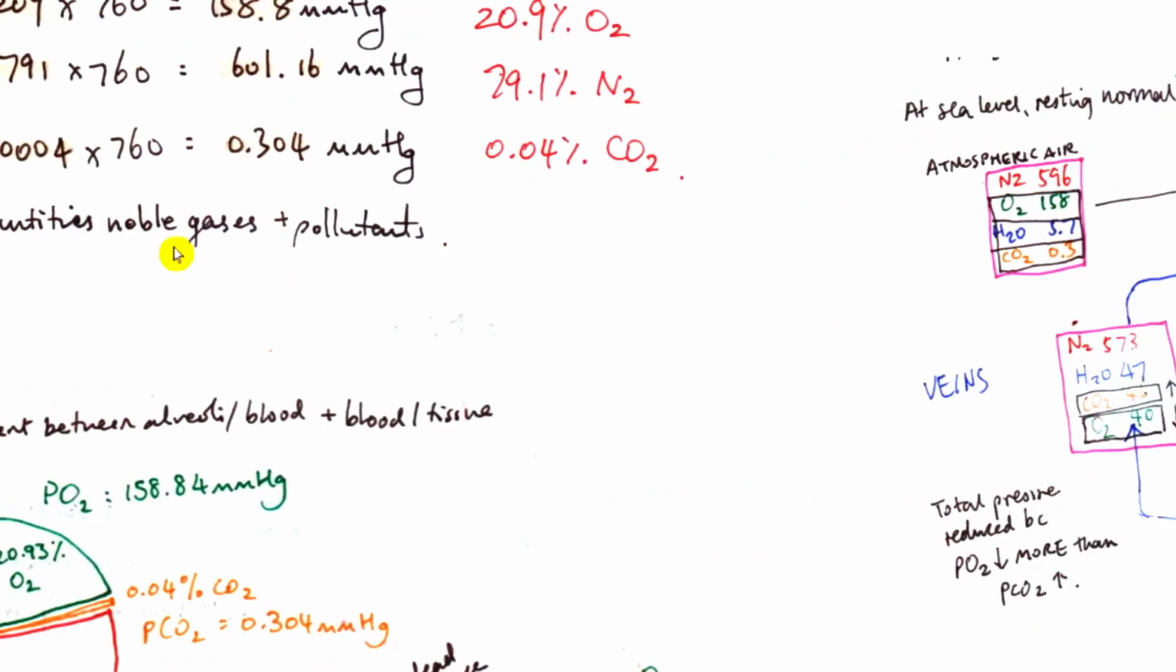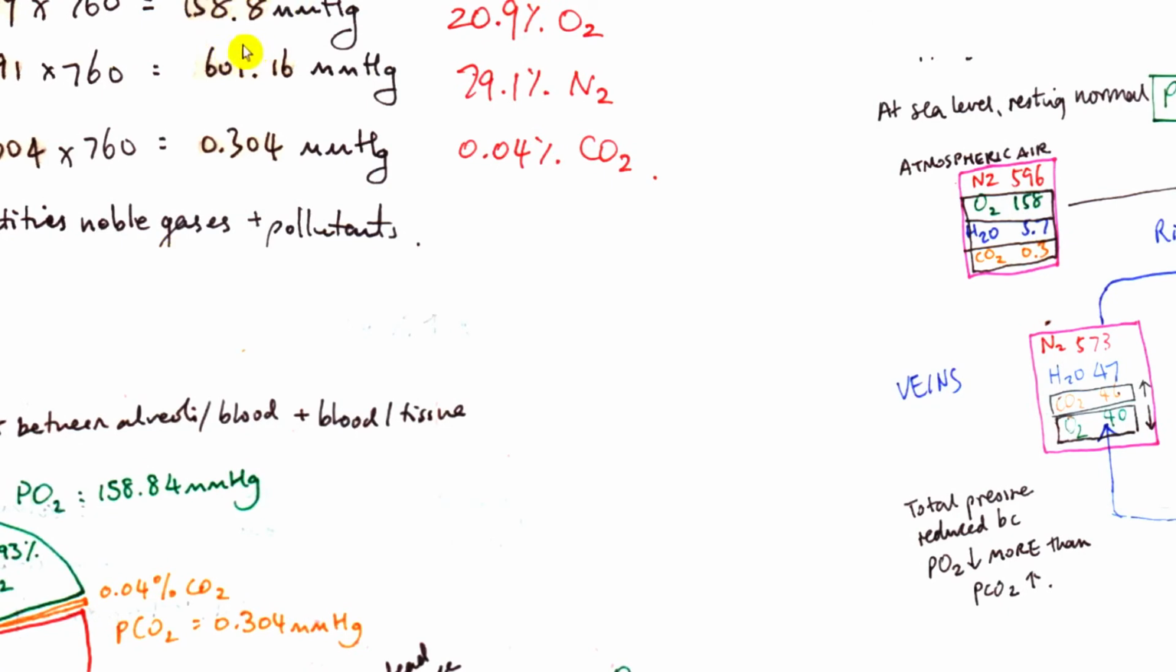So what do we work out here? So oxygen is 158, so 158 in oxygen. Nitrogen, I think I used different figures here, but anyway, I calculated nitrogen to be slightly higher here, but it's around 596-ish millimeters of mercury. That's the partial pressure, and this is 0.3.